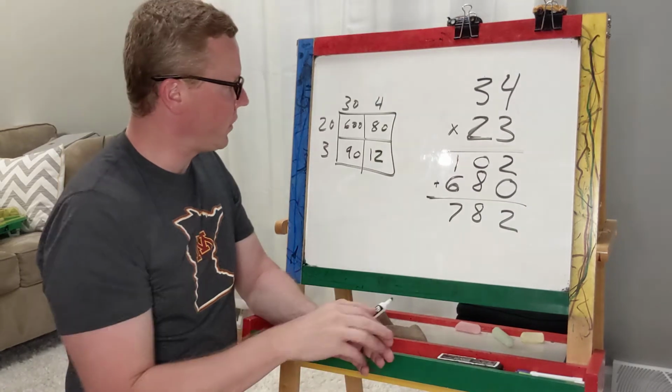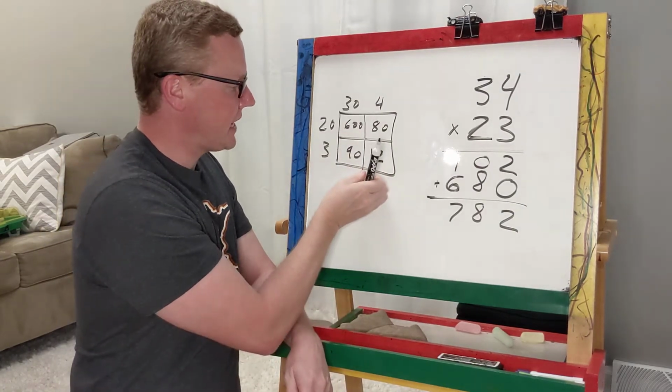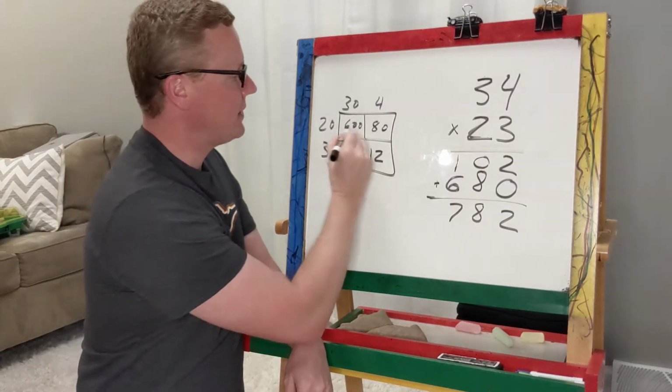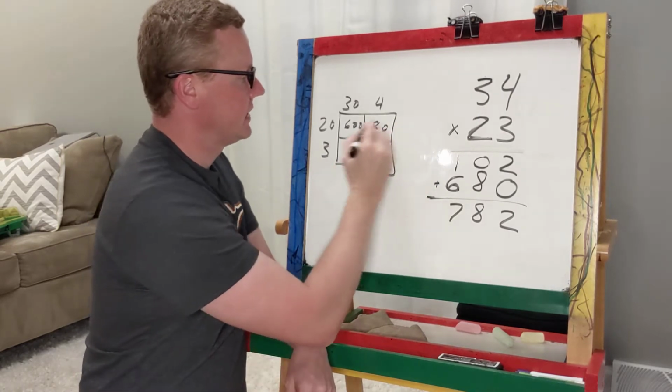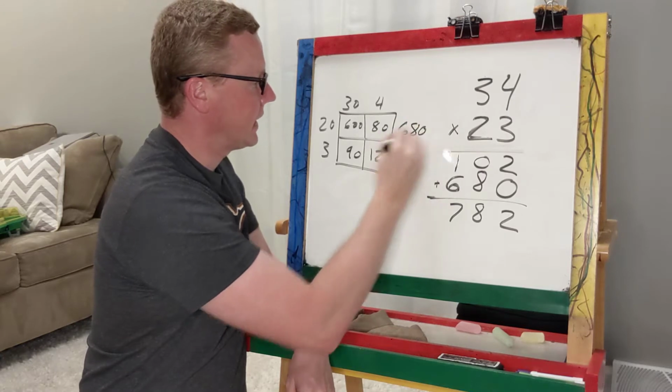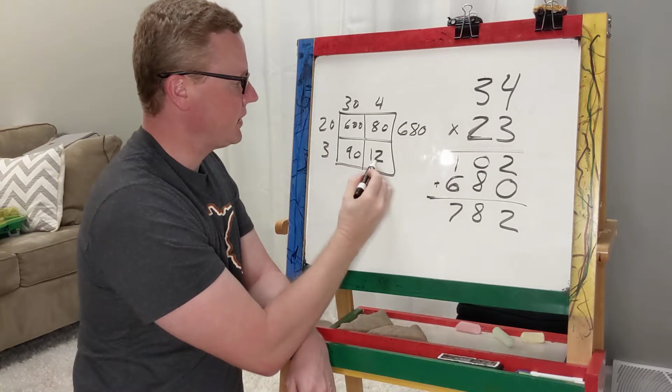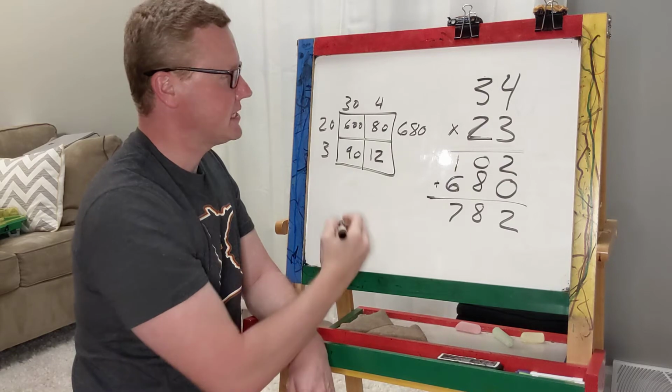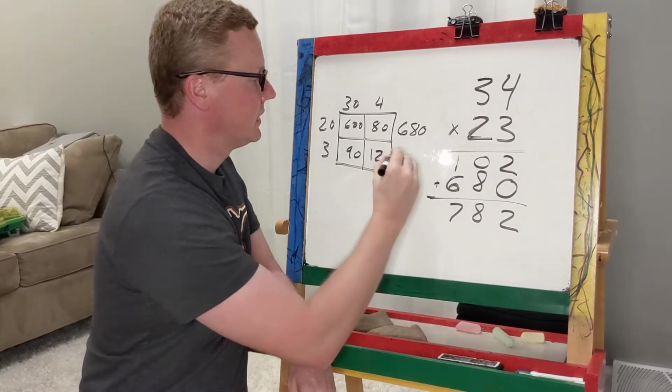And instead of adding them all up one by one, I'm going to show you a cool trick here. I'm going to add them up sideways like this. And I get 600 plus 80 is 680. And 90 plus 12 is 90 plus 10 is 100, plus 2 more is 102.